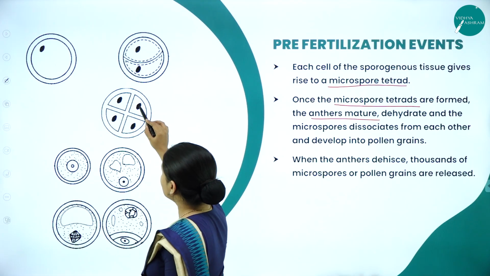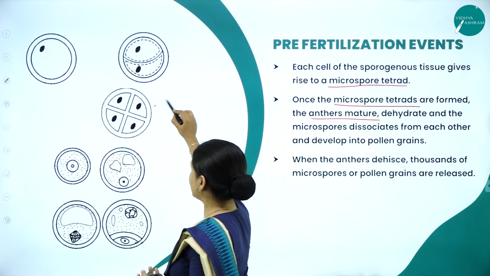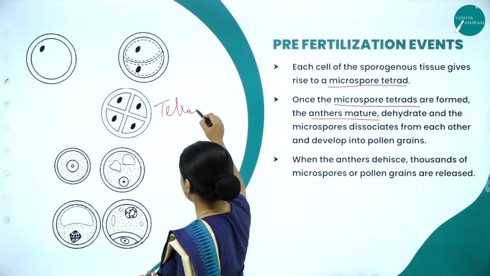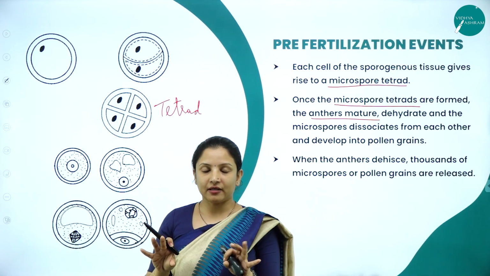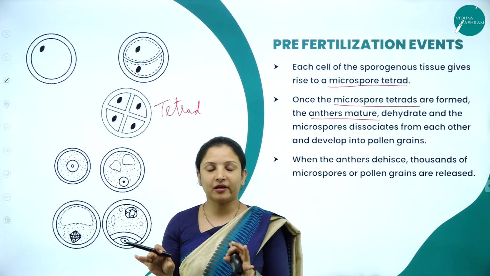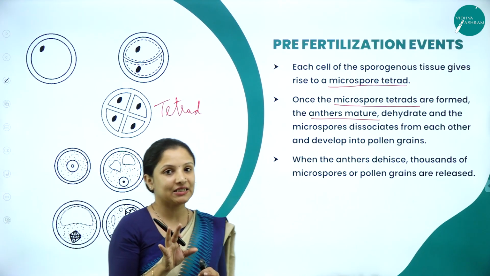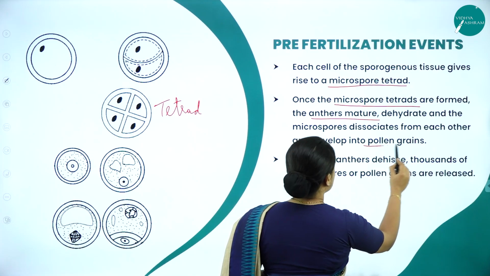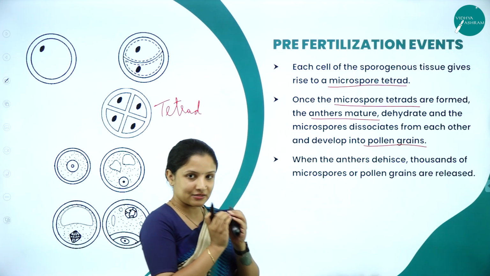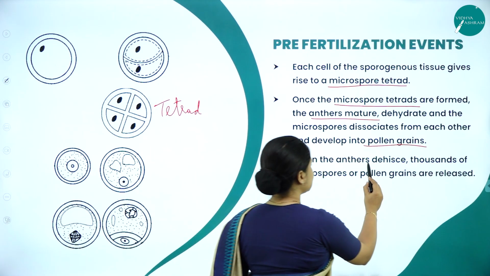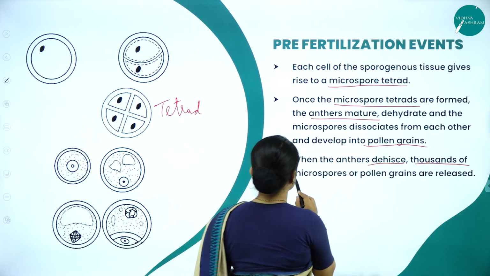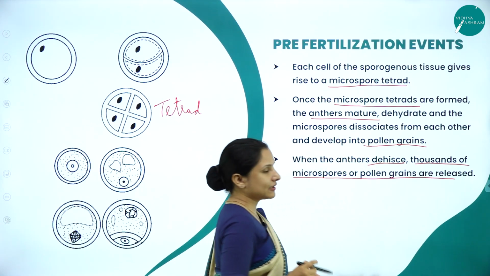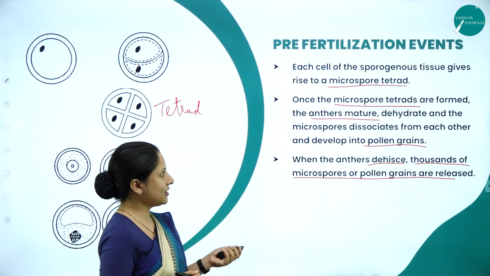They will get released. Now, it will no longer be called as a tetrad. This is actually a microspore tetrad, but they will leave one another. That is, they will disintegrate from one another, and they will form single, separate cells. And these cells are nothing but the pollen grains. And when the anthers split open, or when they dehisce, thousands of microspores or the pollen grains are released. So that is how the pollen grains are released.